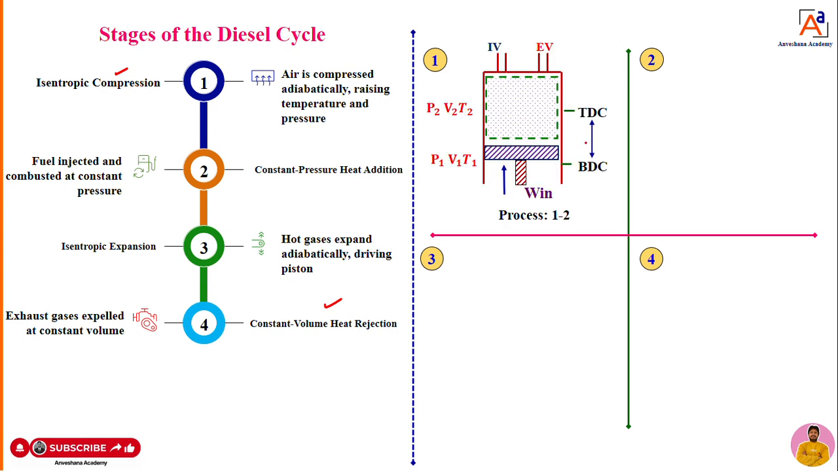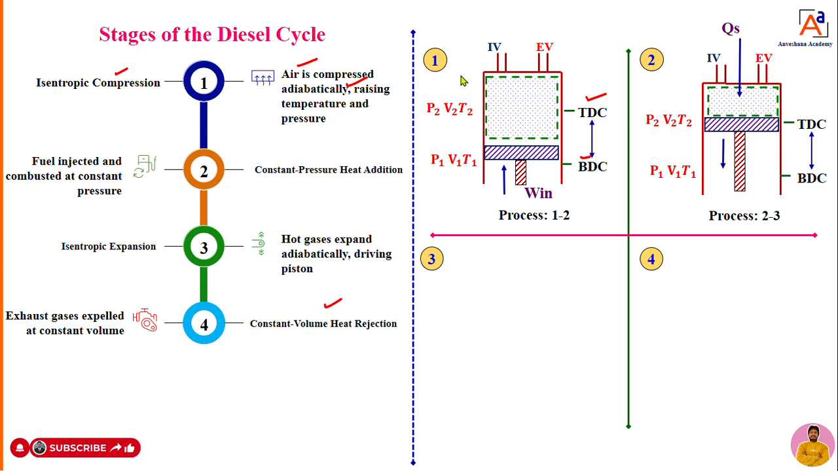Isentropic compression is a process in which air gets compressed when the piston moves from BDC to TDC. The pressure, volume and temperature are going to change from point 1 to point 2. That is isentropic compression, but there is no heat transfer at all, so we can call it adiabatic compression.